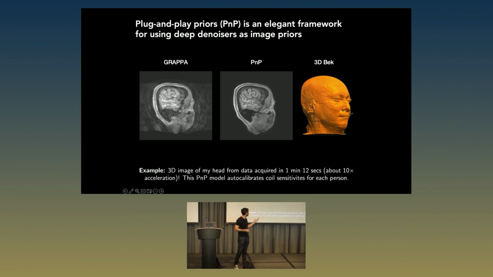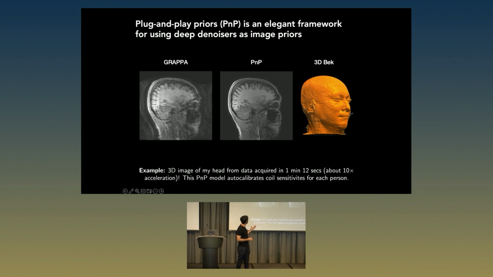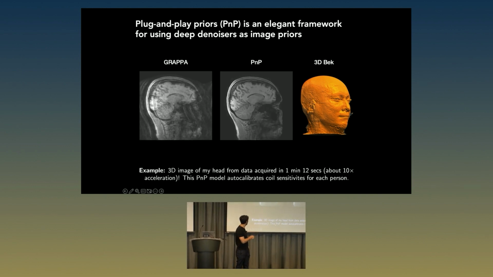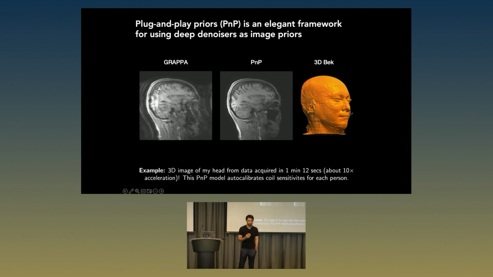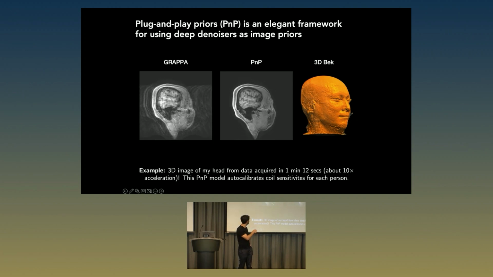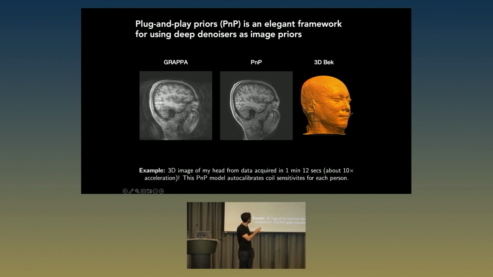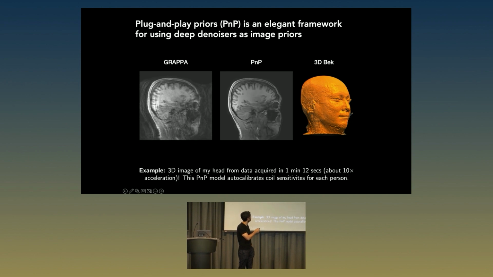So for example, I can give you one illustration of the performance of this. This is for a 3D MRI reconstruction. This is actually my head. So maybe you can recognize me from this reconstruction. This data was acquired over 1 minute, 12 seconds, right? And if you compare it, for example, to a traditional graph approach, you can see that using the trained denoisers works quite well.